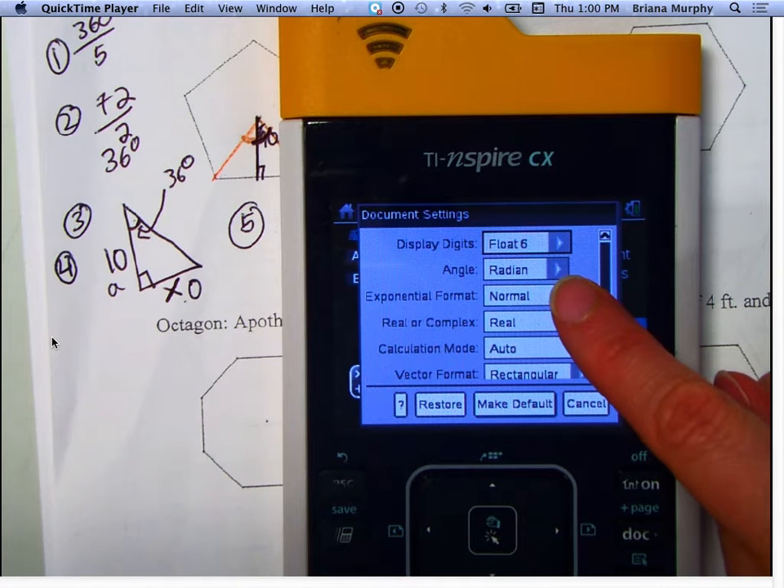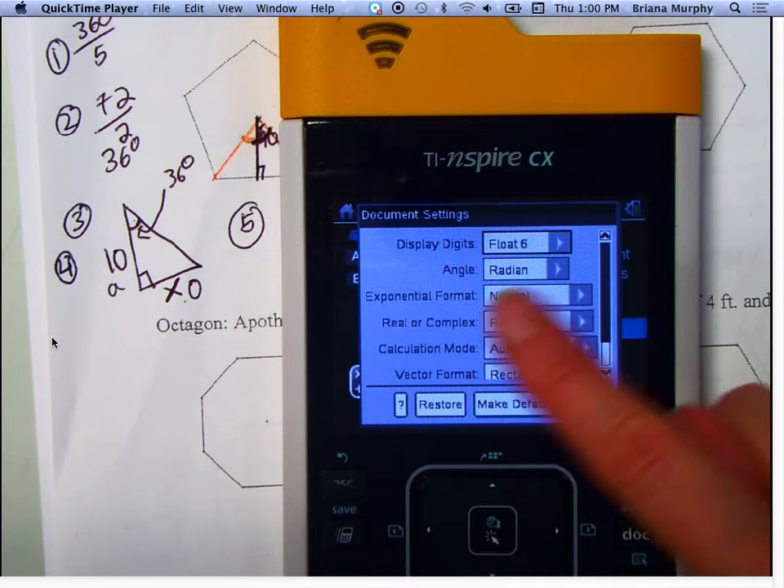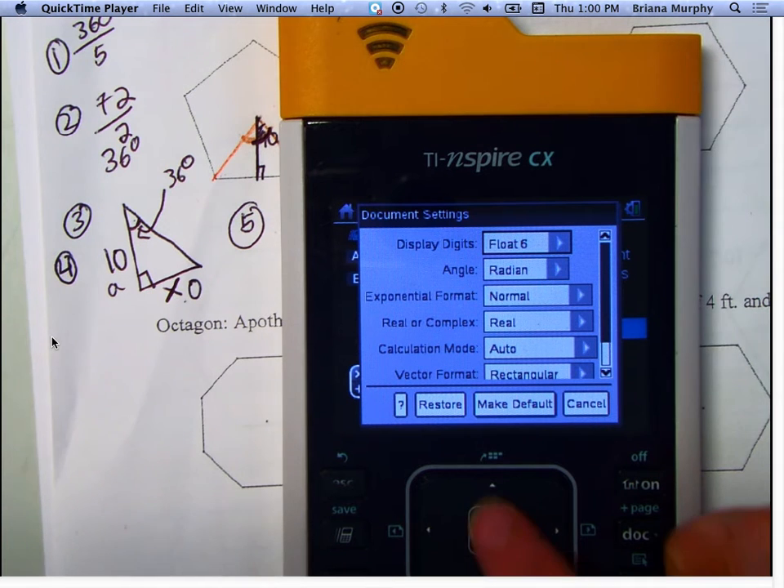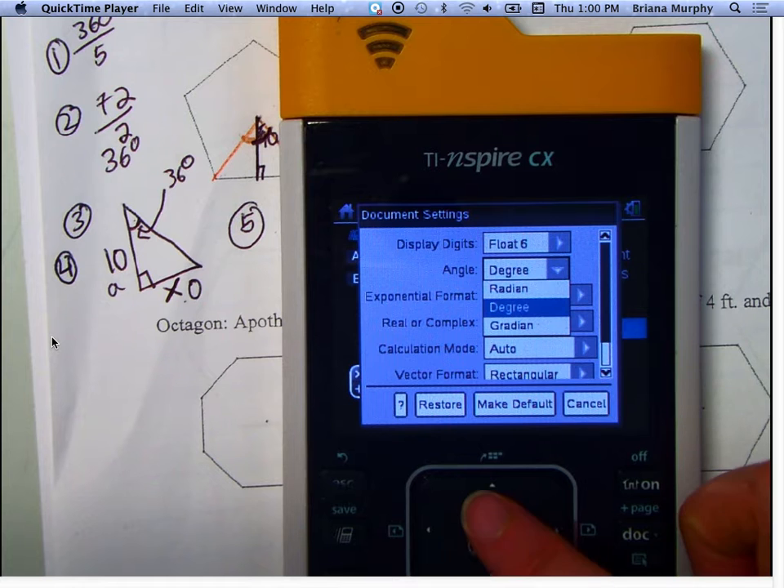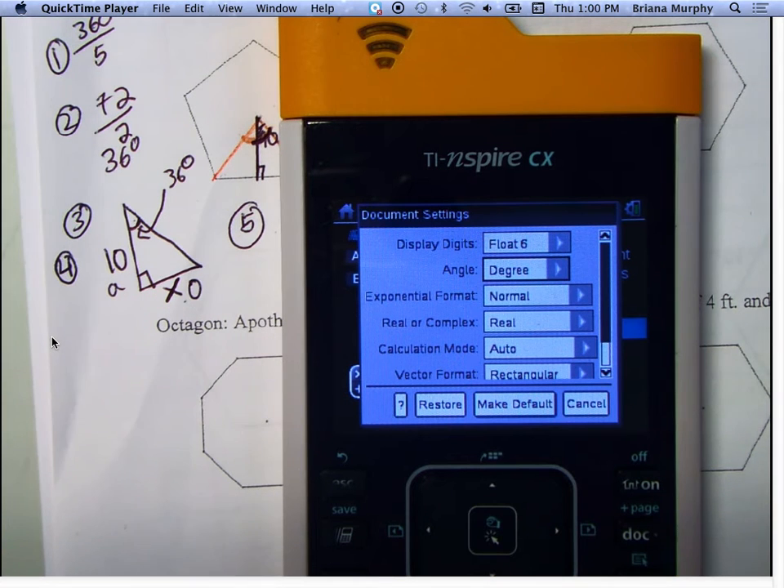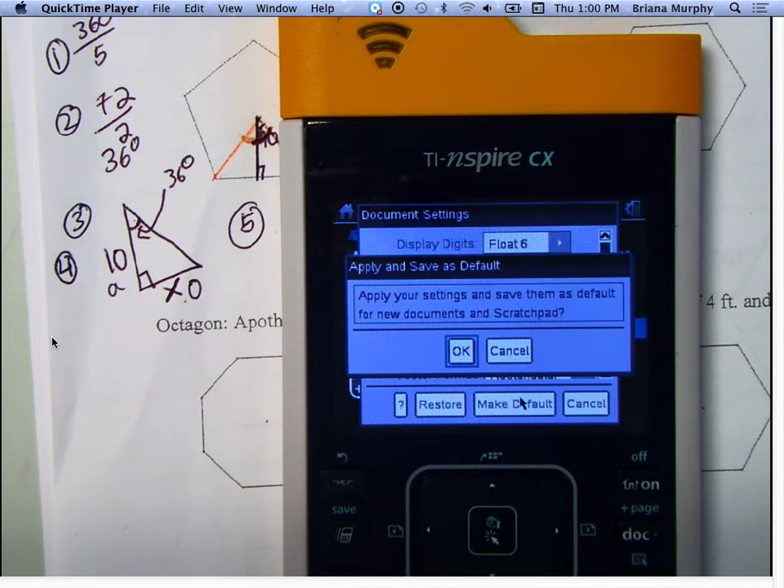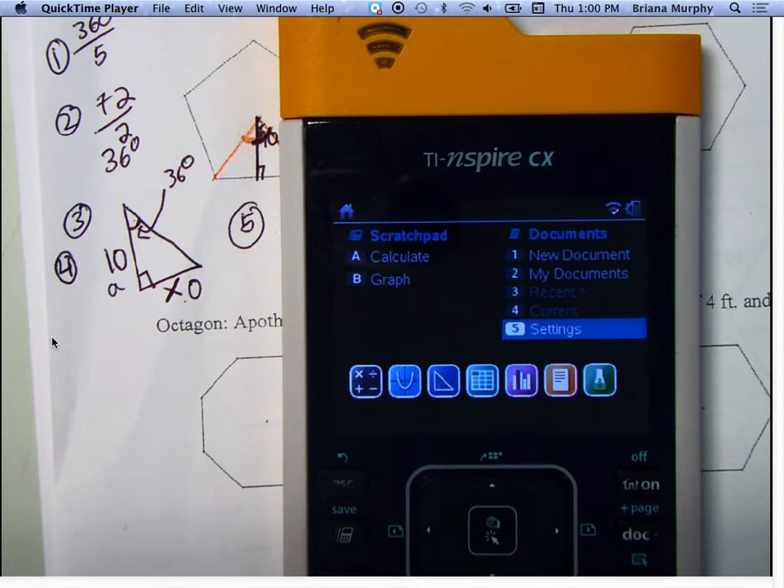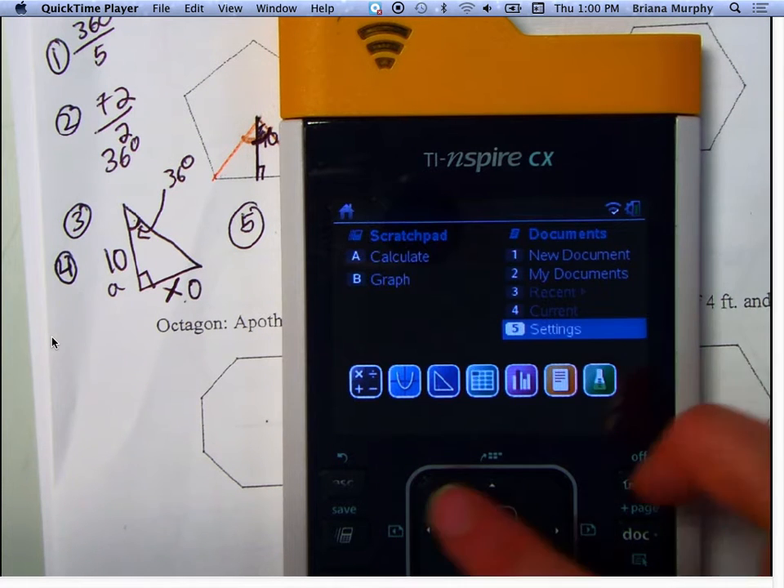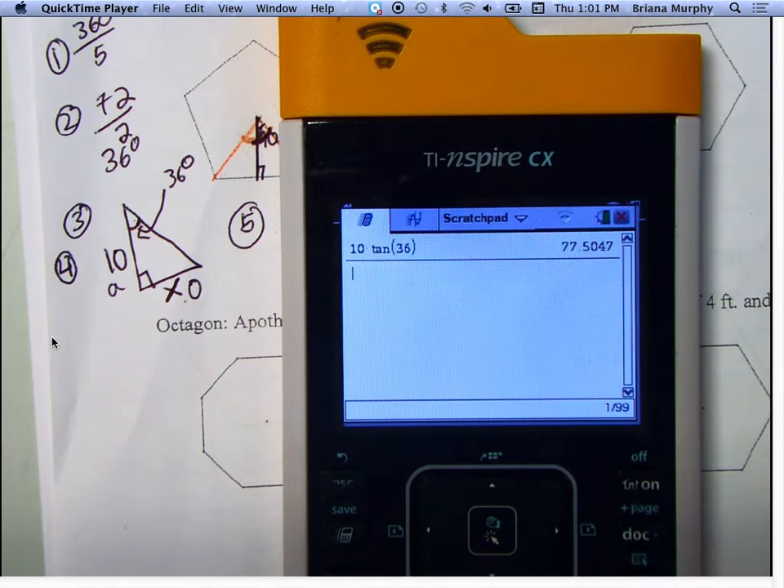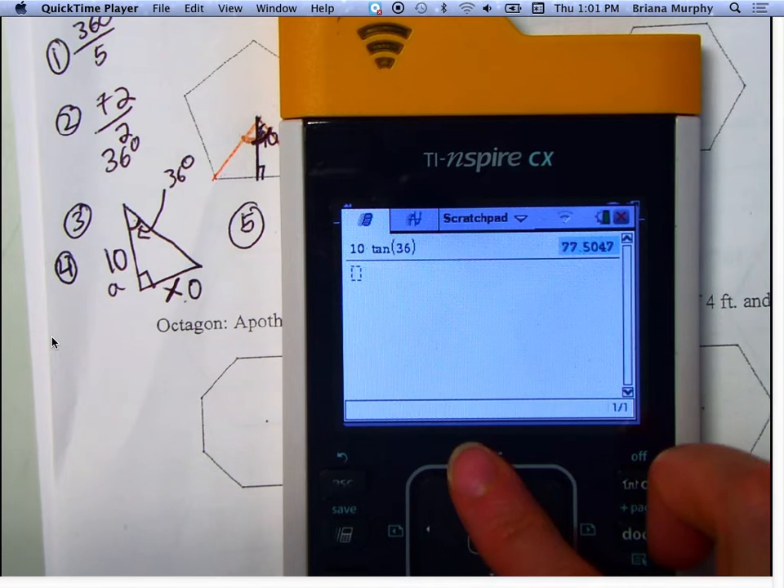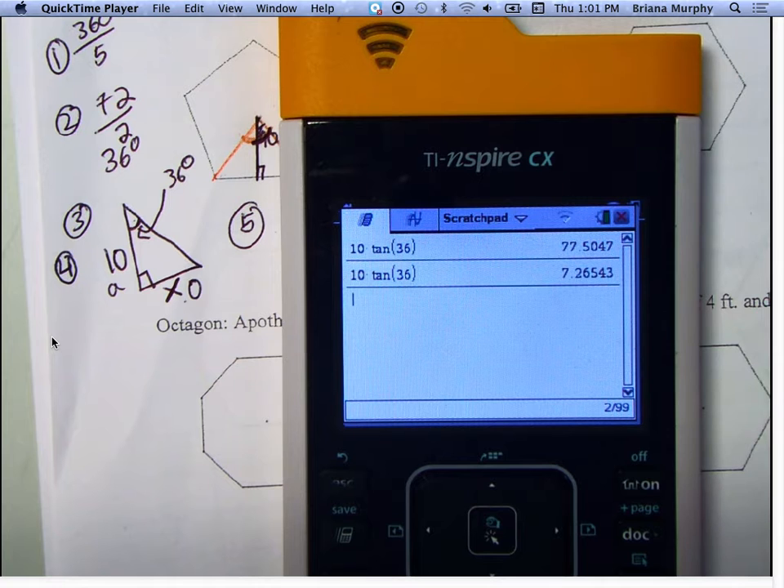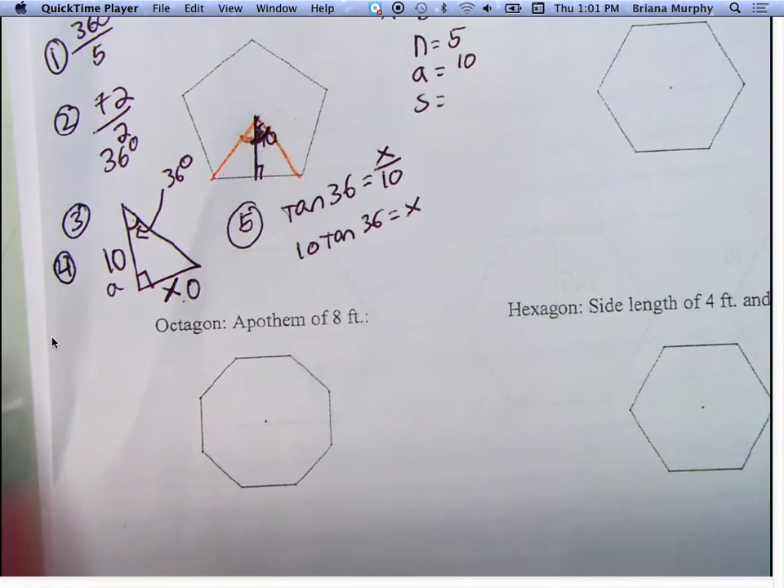Look right here. Do you see where mine says angle? What is that word? Radian. That's not what I want. I want degrees. All right. So I'm going to choose degrees. And I'm going to make it my default. I'm going to hit OK. All right. So I'm going to go to calculate. And I'll type it again, 10 tan 36. And I should get 7.27. That is my correct answer.